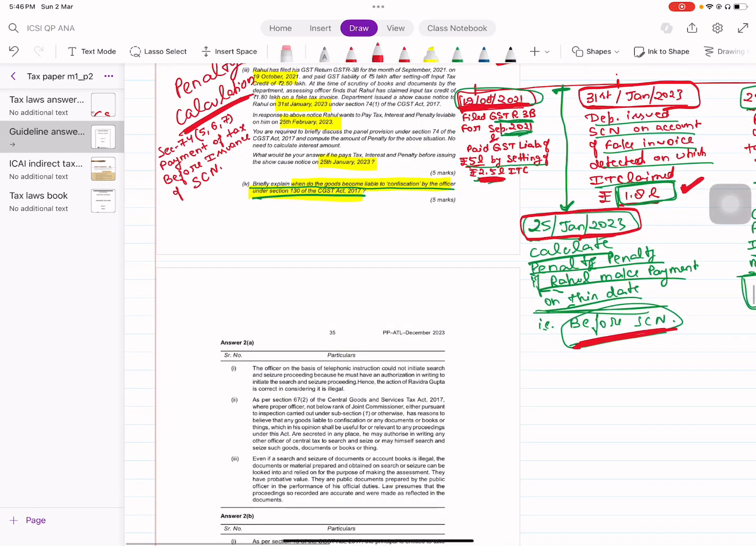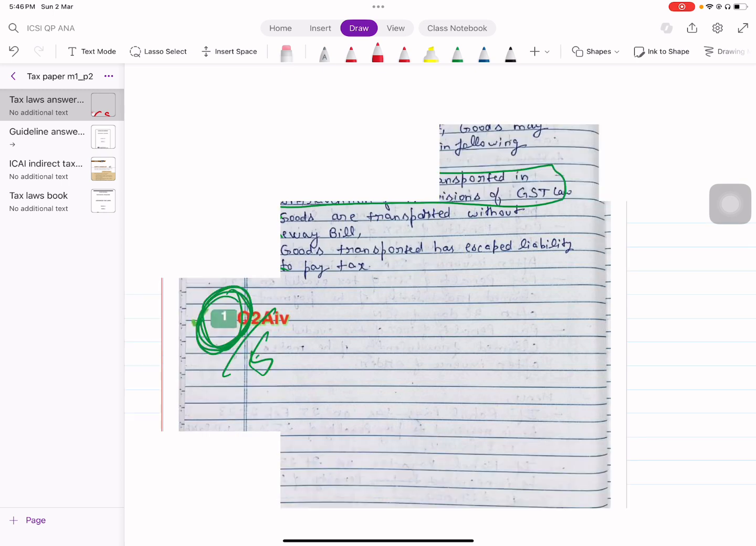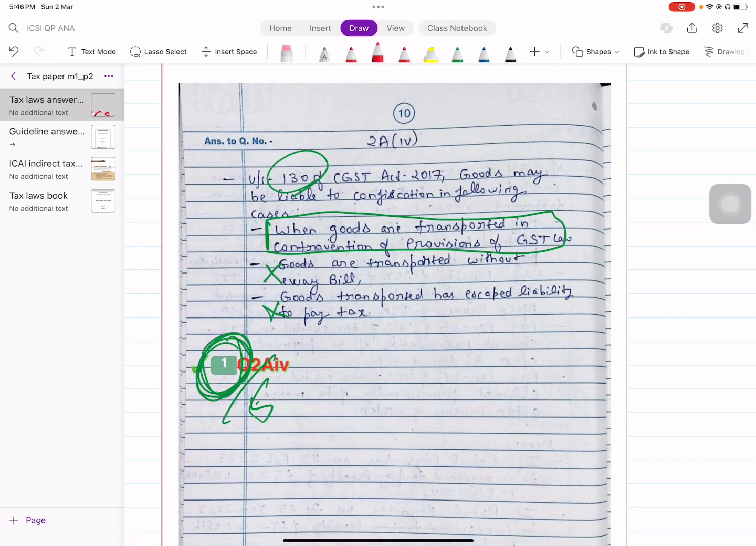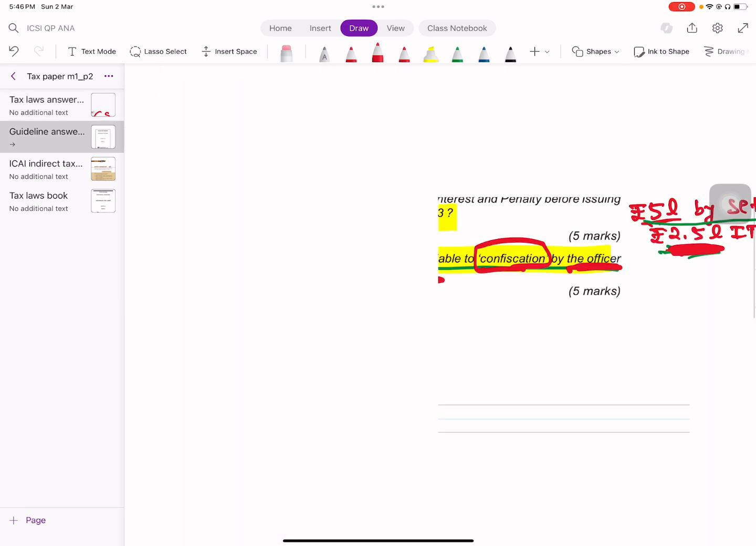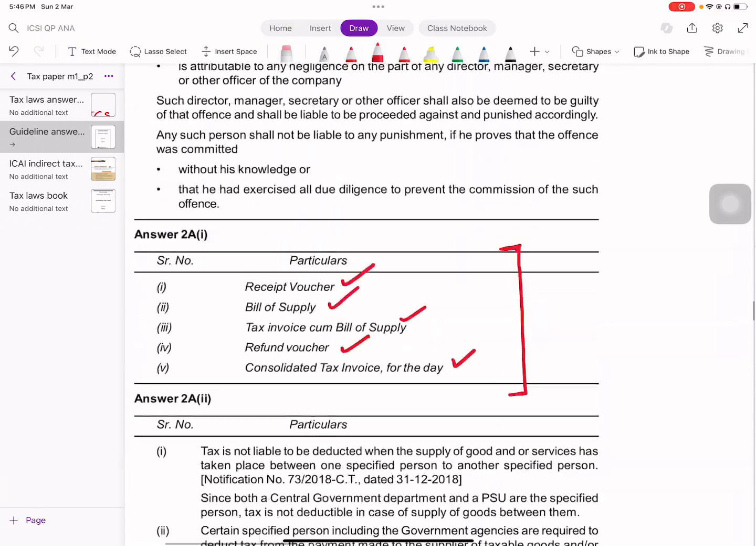Now in question 2A4, it's a simple theory question. It asked when do goods become liable for confiscation by the officer under section 130. I couldn't recall the provision at the time of examination. That's why I have been able to write only 1 point, and that's why I have only got 1 mark out of 5 marks. Now let's move on to the next question, question number 3.